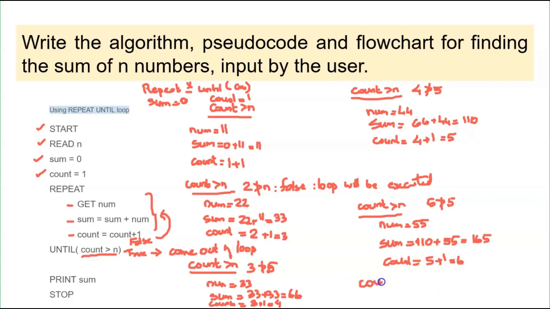Now it will check, count greater than n, yes, 6 is greater than 5, so it will come out of the loop. So as the next step, it will print the sum value and it will stop. So this is how the repeat until statement is going to work.